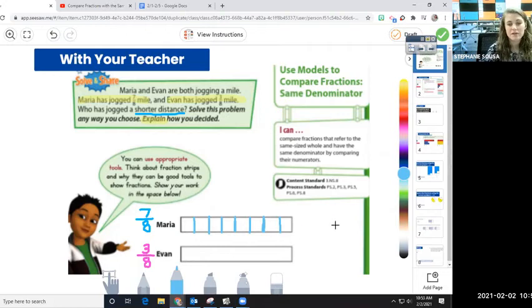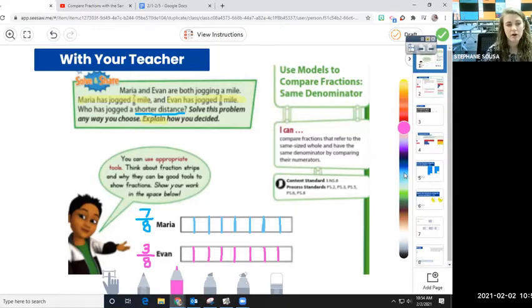Now notice that Evan is also in 8ths. So instead of recreating Evan's a whole bunch of times, I'm just going to drag exactly straight down. Here's my half, go straight down, put it in the exact same place for Evan. There's a line, go straight down, put it in the exact same place for Evan. There's a line, drag it down, put it in the exact same place. You're creating the exact same model for Evan because the denominator tells how many parts there are, and that says 8 parts.